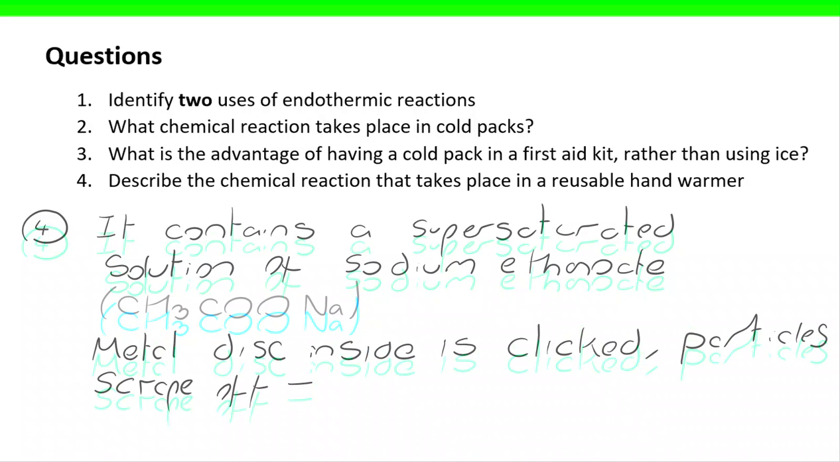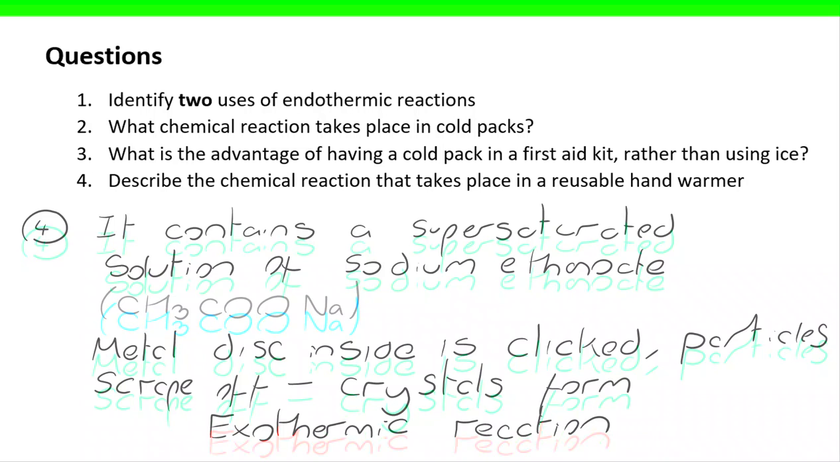will essentially, when you click the metal disc inside, tiny particles scrape off that. And so crystals start to form. The crystals come out of solution. And that's an exothermic process. So that will release heat energy. And as I've already said earlier in the video, I can then boil that reusable hand warmer, and that will then take the crystals back into solution, ready to use again.